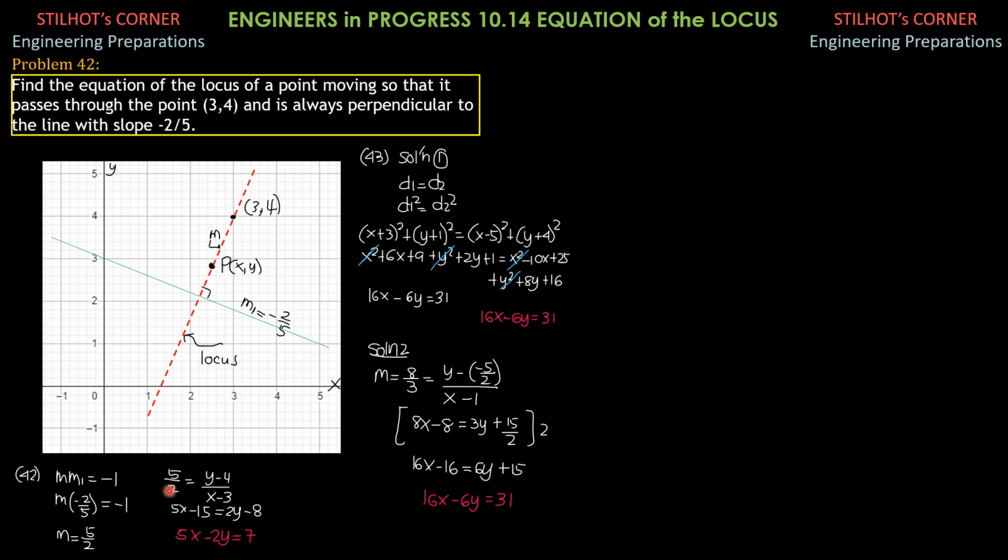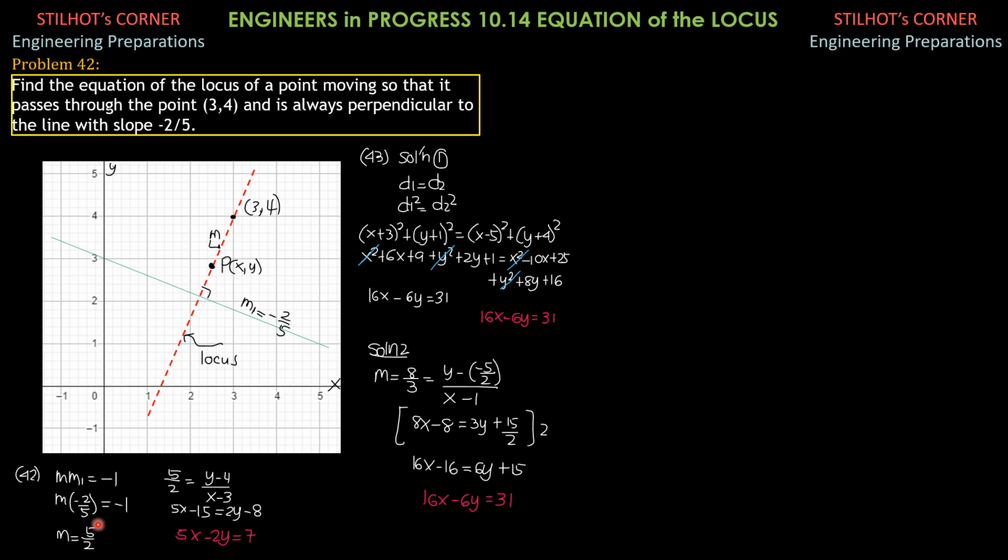So 5/2 is equal to y minus 4 over x minus 3. Cross multiply: 5 times x is 5x, 5 times negative 3 is negative 15, equals 2 times y minus 8. Simplifying, 5x minus 2y equals 15 minus 8, which is 7. So the equation of the locus is 5x minus 2y equals 7.